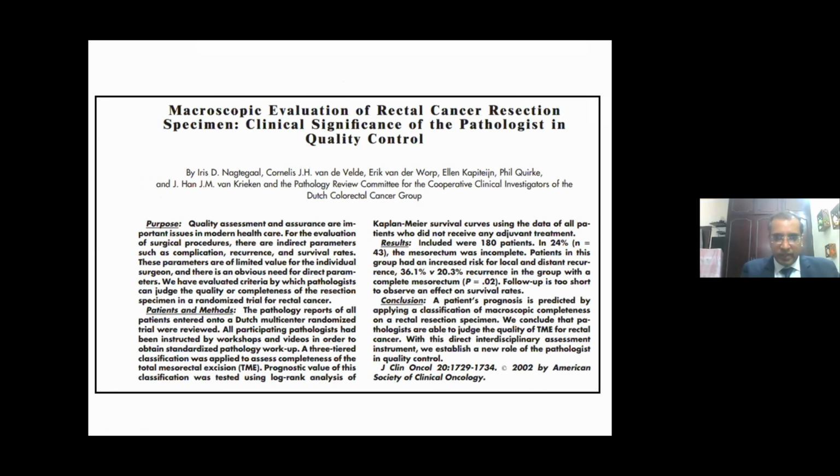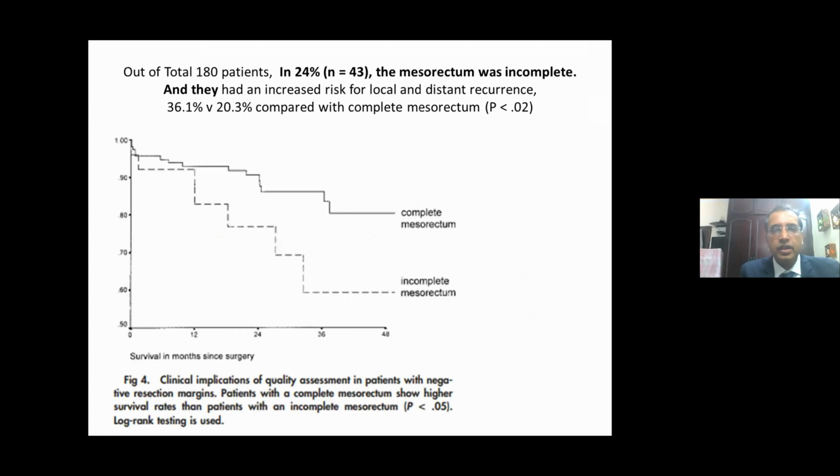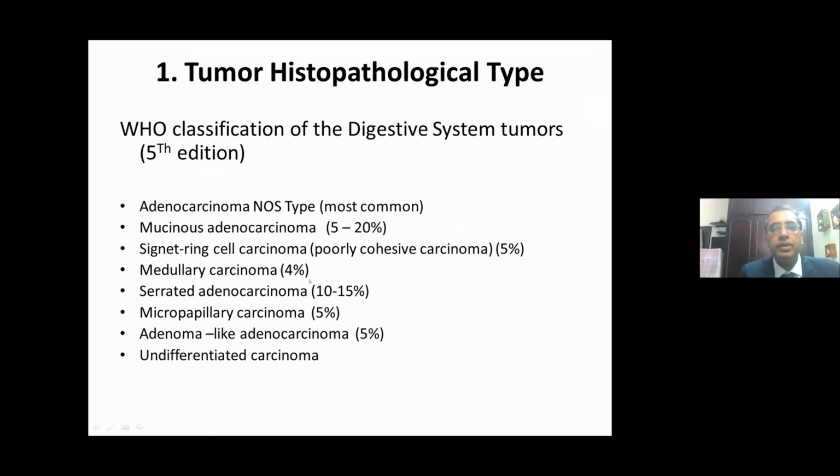And this significance was established long back in 2002. There was a great publication in the Journal of Clinical Oncology. It was basically a Dutch trial which took into account 180 patients, out of which 24% had an incomplete mesorectum. They had an increased risk of local and distant recurrence of 36.1% versus 20.3% compared with the complete mesorectum, and it was statistically significant, 0.02. And from this graph also one can see there is a good prognostic separation of the curves of the complete mesorectum and incomplete mesorectum.